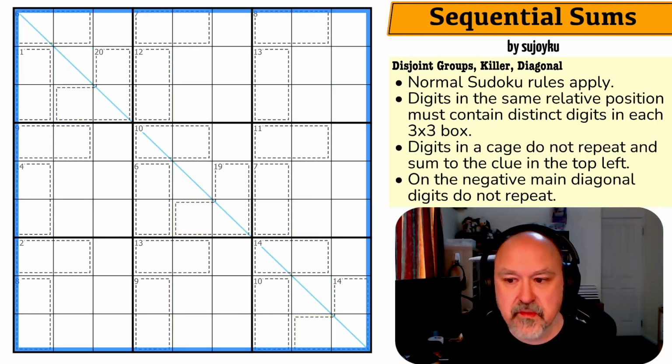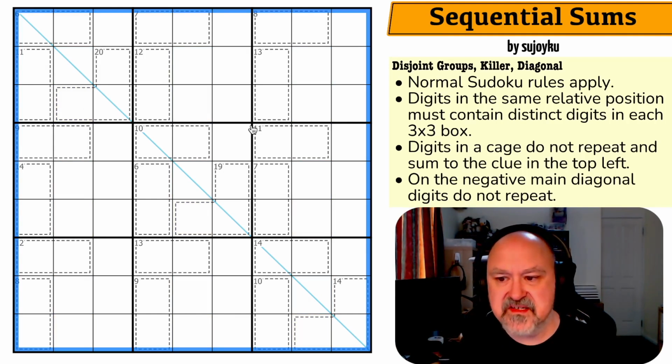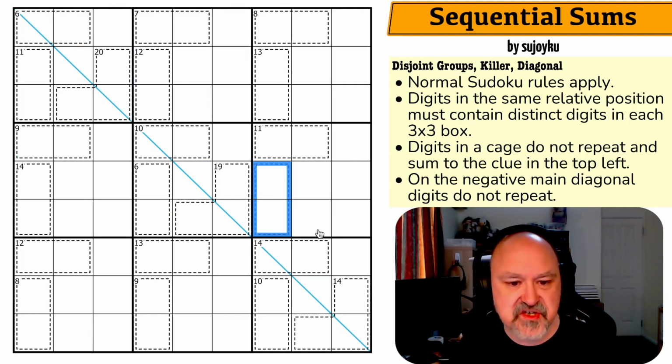Digits in a cage do not repeat and must sum to the clue in the top left. So it means that these 2 digits sum to 12, these 2 digits sum to 7. How that's going to work, I don't know.